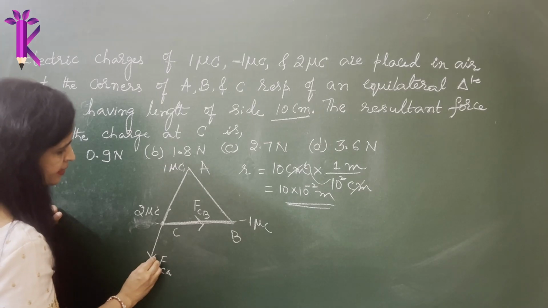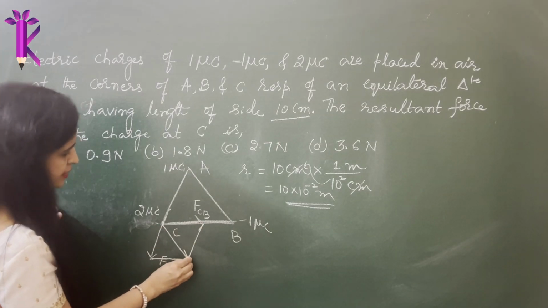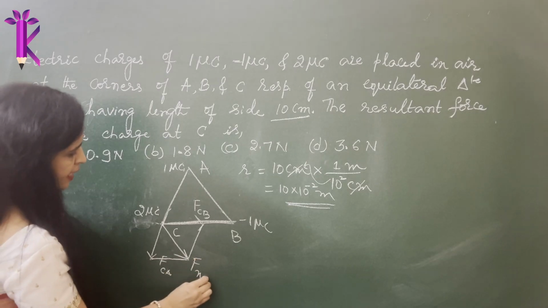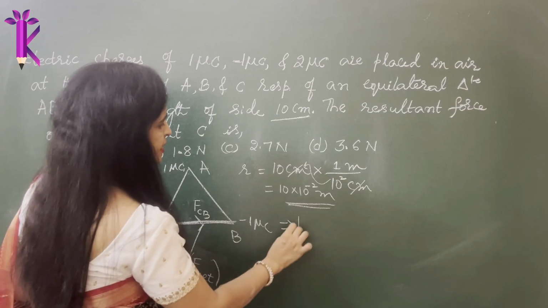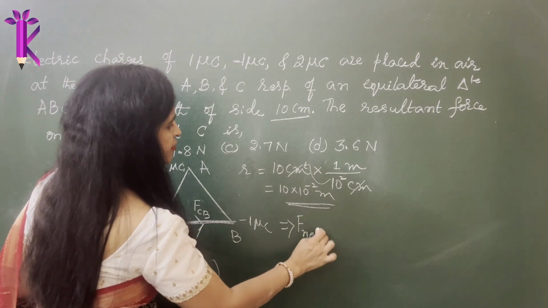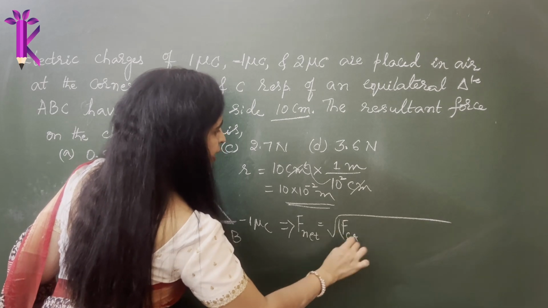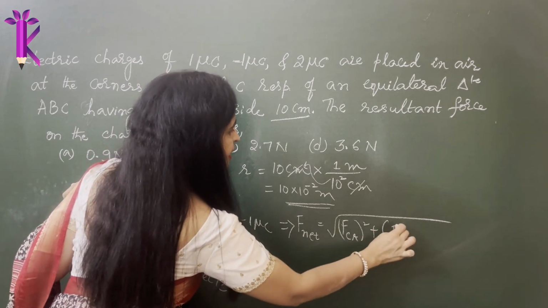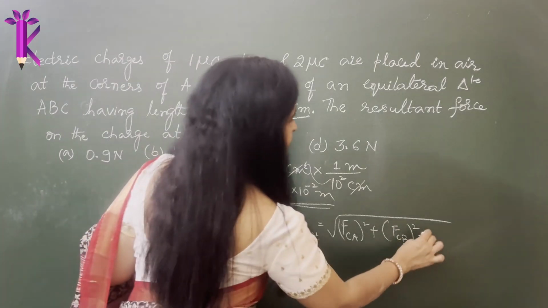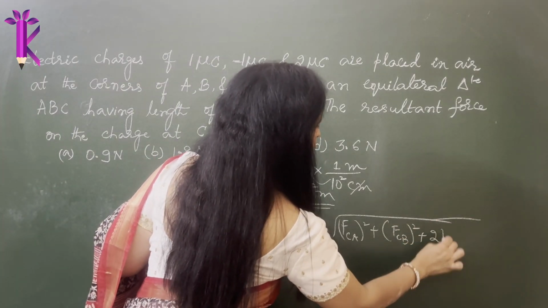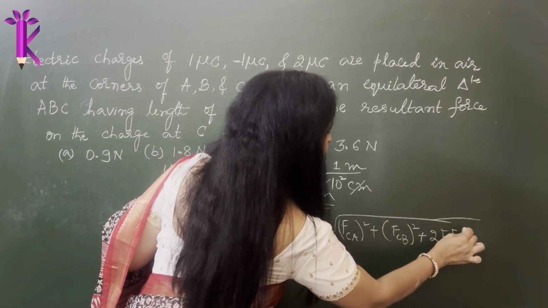So what will be the resultant? You have to complete the parallelogram. So this becomes your net force. So this is the F net experienced by C. What is the formula in such cases? F net is simply given by the square root of force experienced by C due to A the whole square plus force experienced by C due to B the whole square plus 2 into force experienced by C due to A, force experienced by C due to B, cos theta.